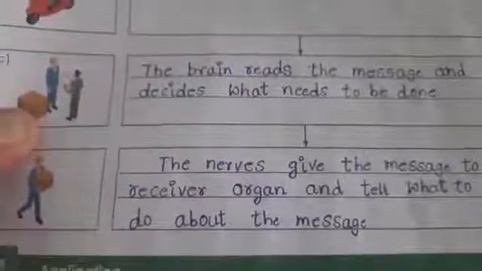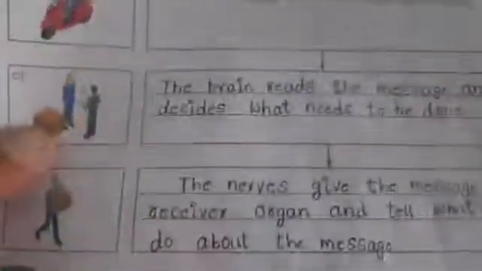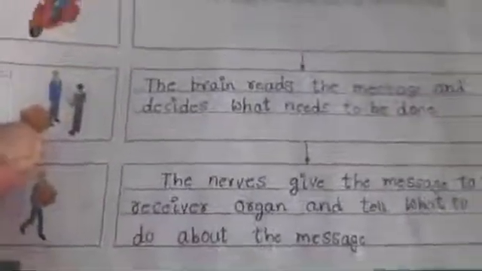Okay, children, note it down. First two are already given in your book. You have to write the third one and fourth one. C and D you have to write. I am giving C and D. C. Already A is given, B is given. In your book you have to write C.